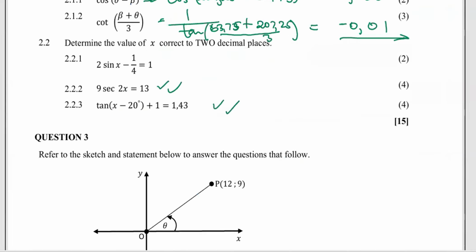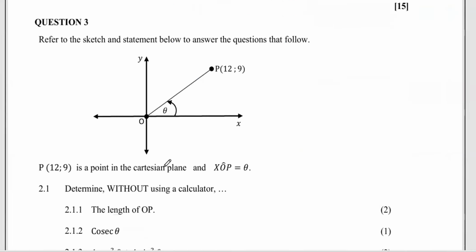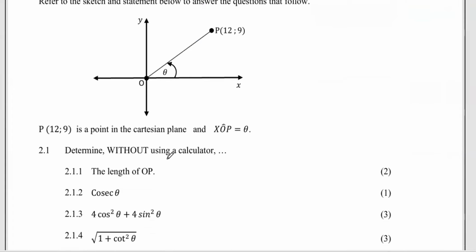All right, then question number 3, refer to the sketch and the statement below to answer the questions that follow. So whenever we are given this, one thing we need to do with the Cartesian plane is that you have to complete this and create a triangle. So we know that this 12 represents the horizontal distance, and then this 9 represents the vertical distance. So if P is this, the Cartesian plane, XOP is theta, determine without the calculator the length of OP.